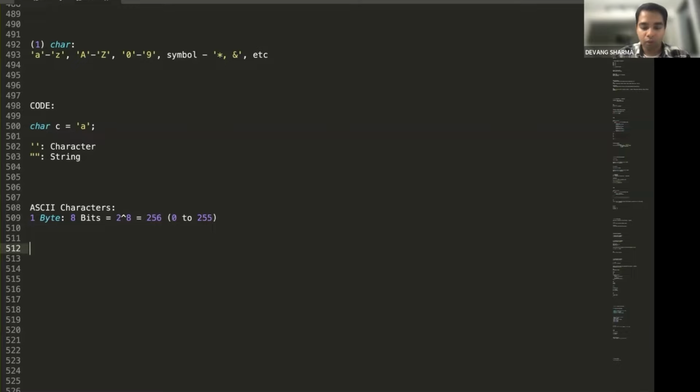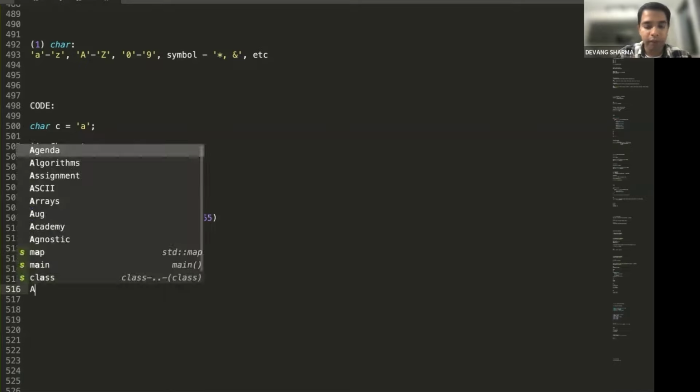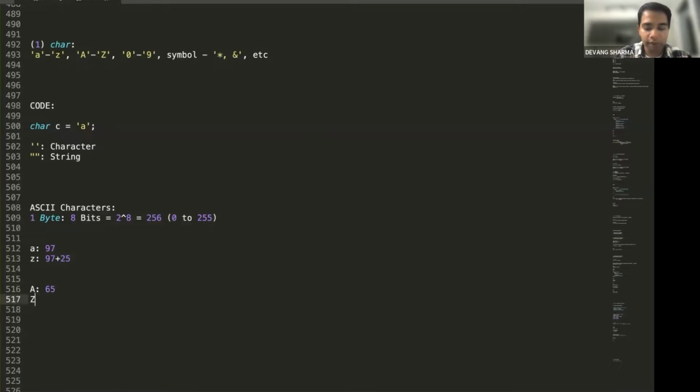Okay. So if I talk about small a, the ASCII code for a is 97. And if I talk about small z, that is 97 plus 25. Similarly, if I talk about capital A, that is 65. And if I talk about capital Z, that is 65 plus 25. That's it. Okay. Why? What can't we store in character data type?